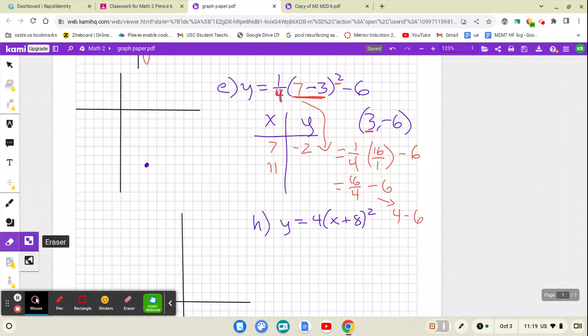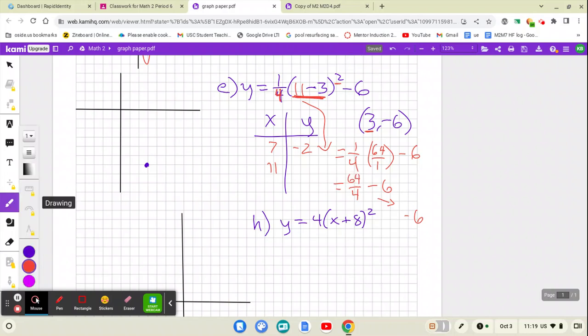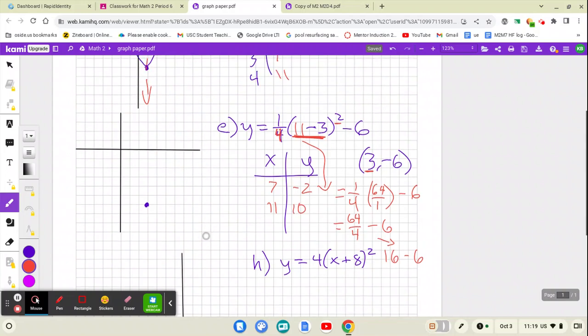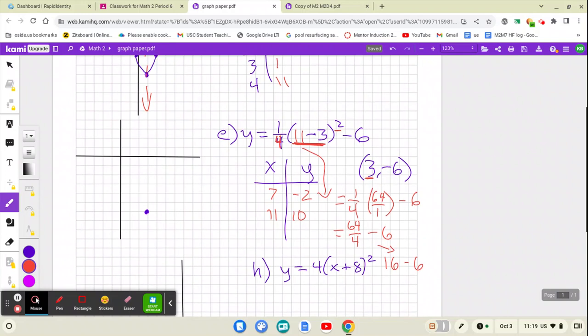Let's plug in another x value. Plugging in 11. 11 minus 3 is 8. 8 squared is 64. 64 fourths is 16, minus 6 is 10. I didn't pick a graph that's big enough, but I can probably make it work.